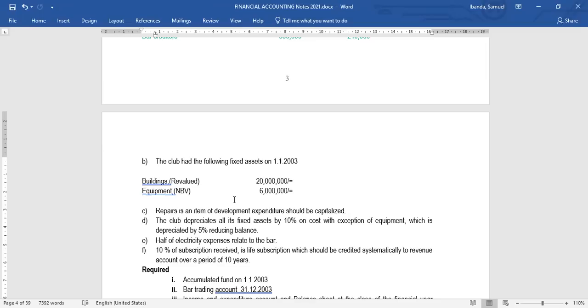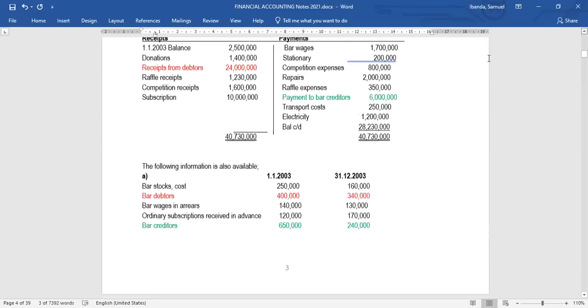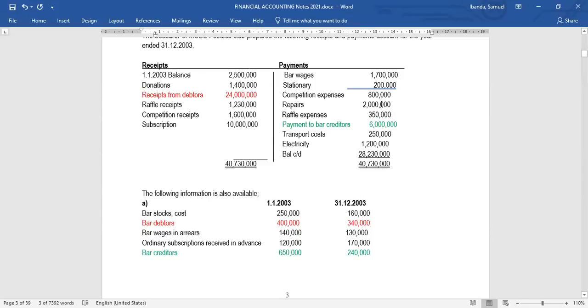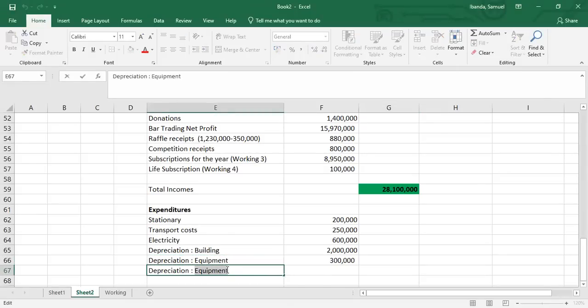Now, one of the other things that we also need to think about is, remember they said the repairs is an item of development expenditure which should be capitalized. So we should capitalize the repairs here, which is 2 million, and depreciate them. Okay, so I've just realized that is something I'd left out before I even add up here. Okay, so we have another depreciation here of the capitalized repairs.